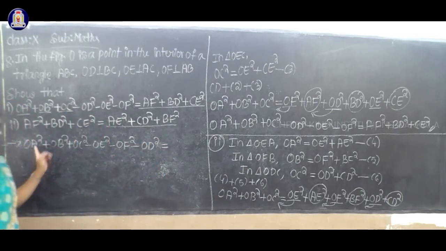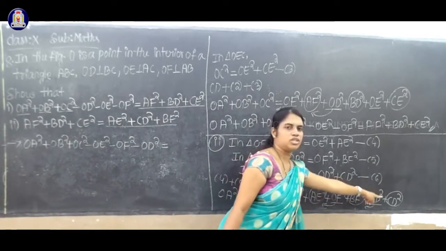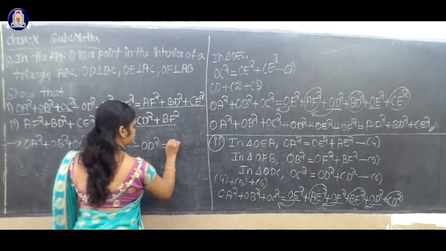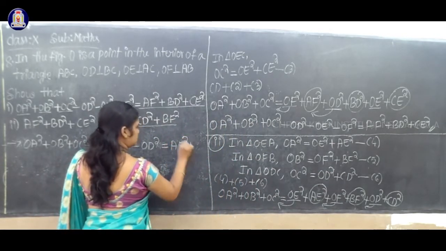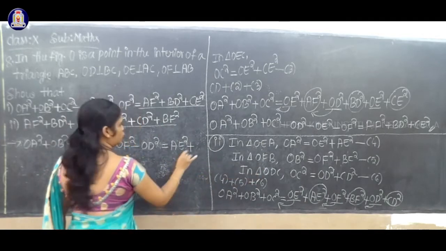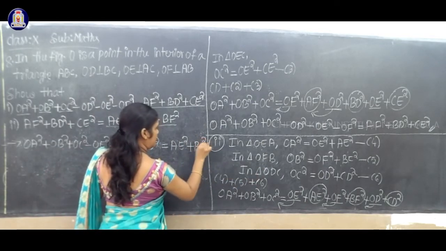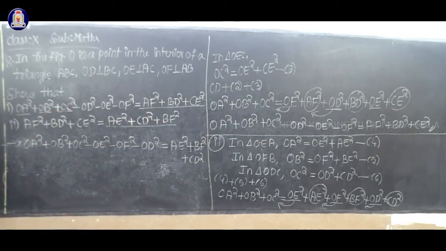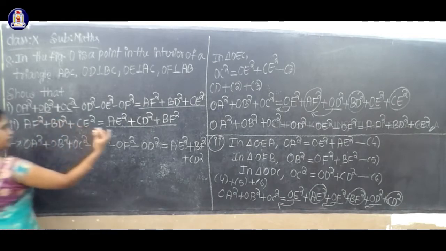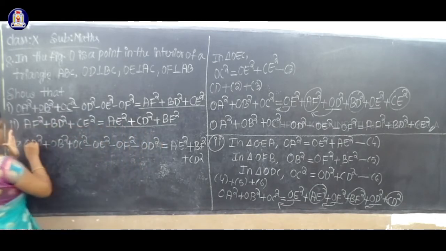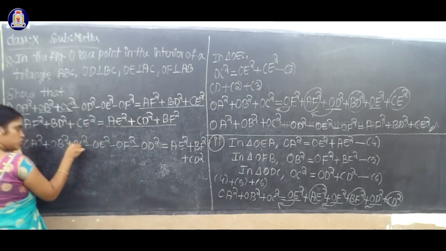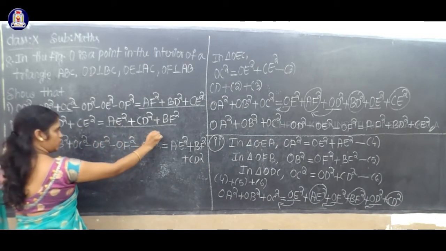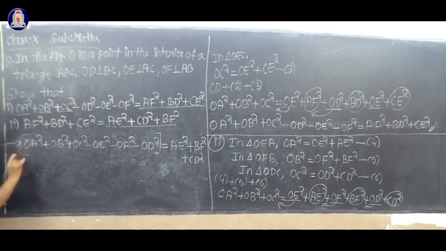equal to, okay. Now write the remaining terms in the right hand side. Which are the remaining terms? AE square plus BF square plus CD square. See, this is your left hand side term, isn't it? OA square plus OB square plus OC square minus OE square minus OF square minus OD square, isn't it? So this is your left hand side term.